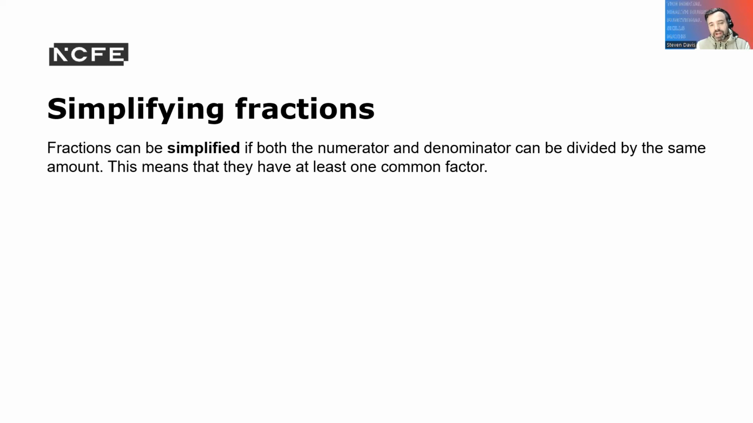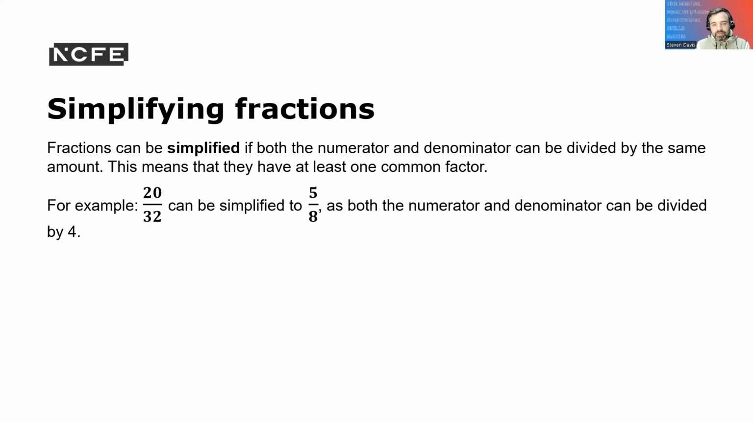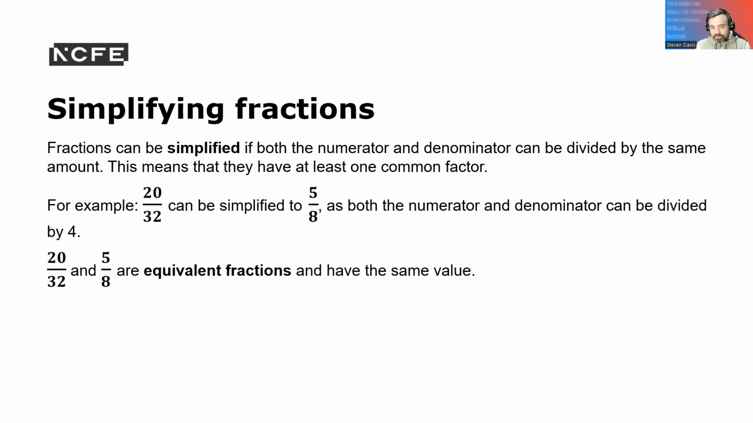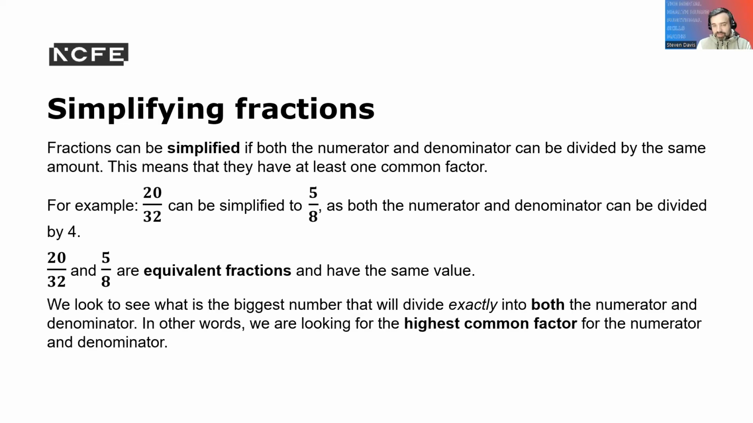Fractions can be simplified when both the numerator and denominator can be divided by the same amount. This means we divide by a common factor. For example, 20 over 32 can be simplified to 5/8, as both the numerator and denominator can be divided by 4. So simplifying the fraction just means we find a number to divide both by. 20 over 32 and 5/8 are equivalent fractions and have the same value.